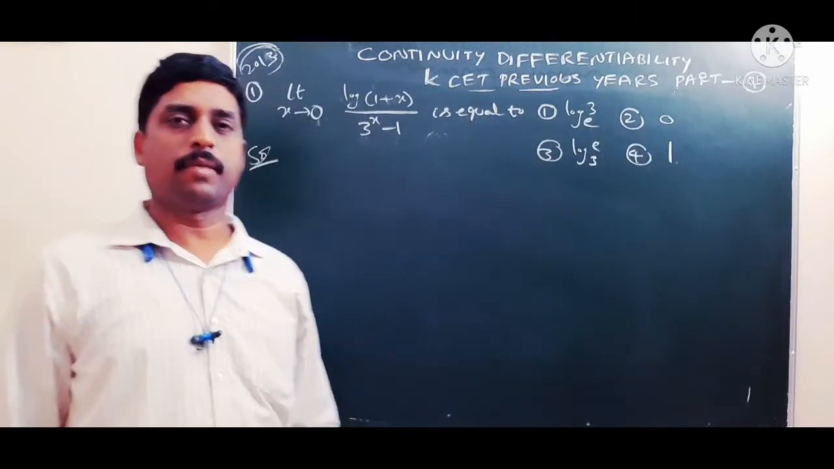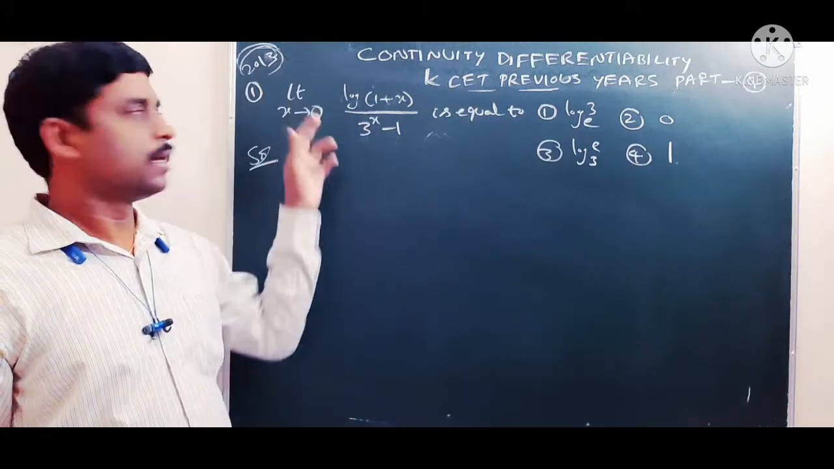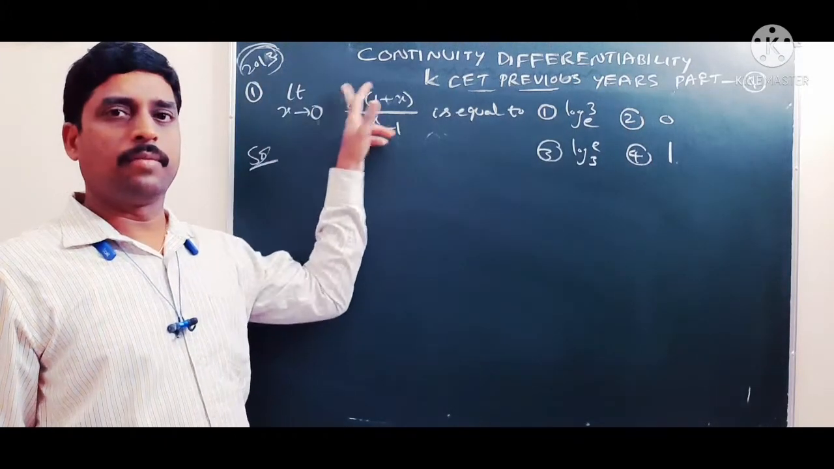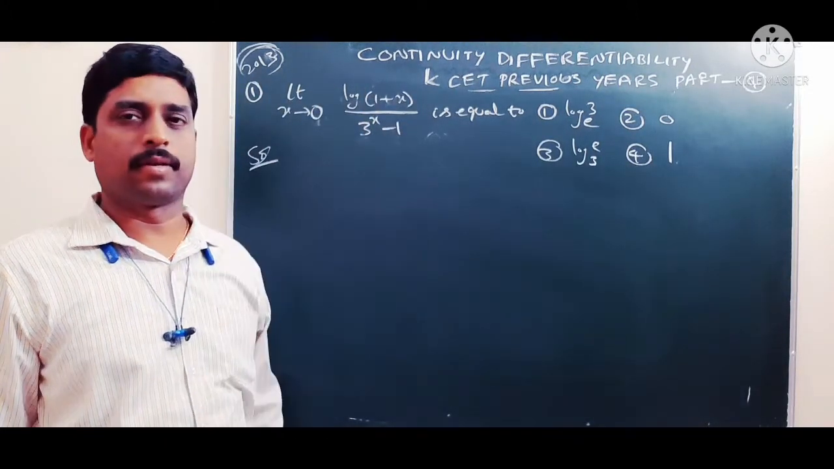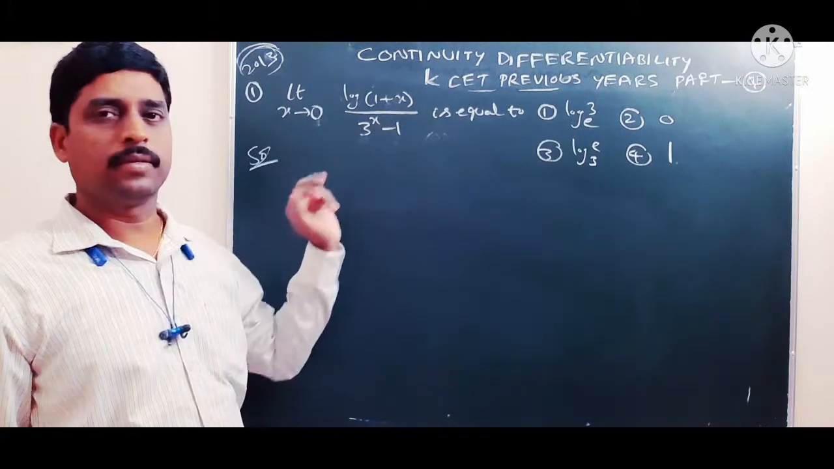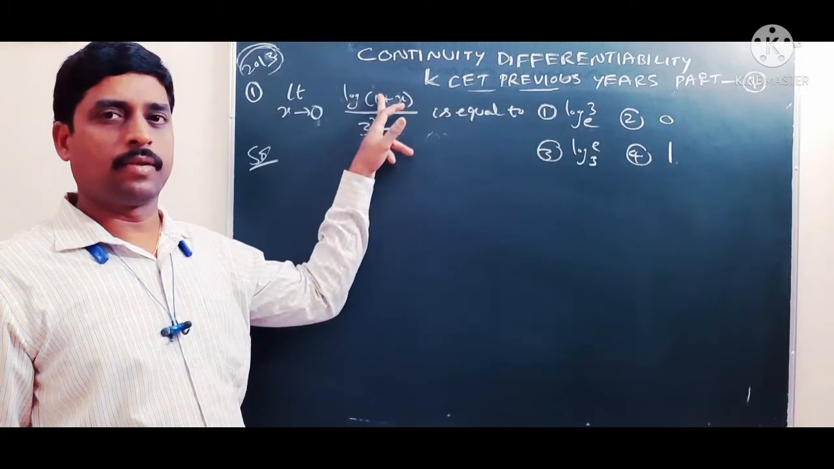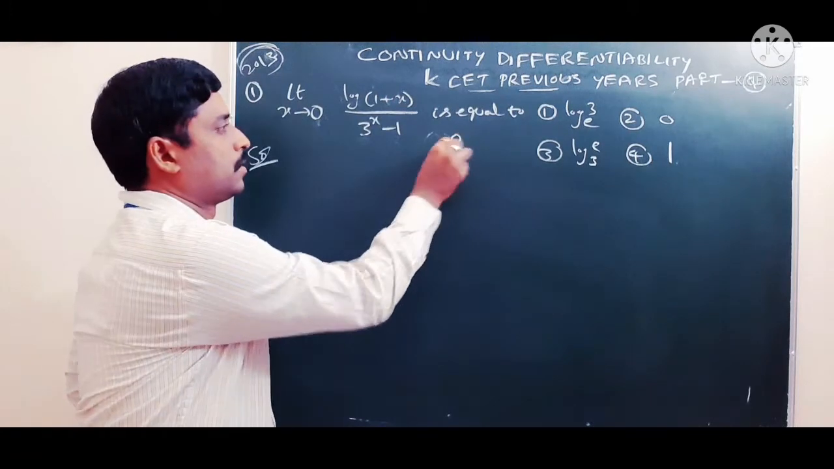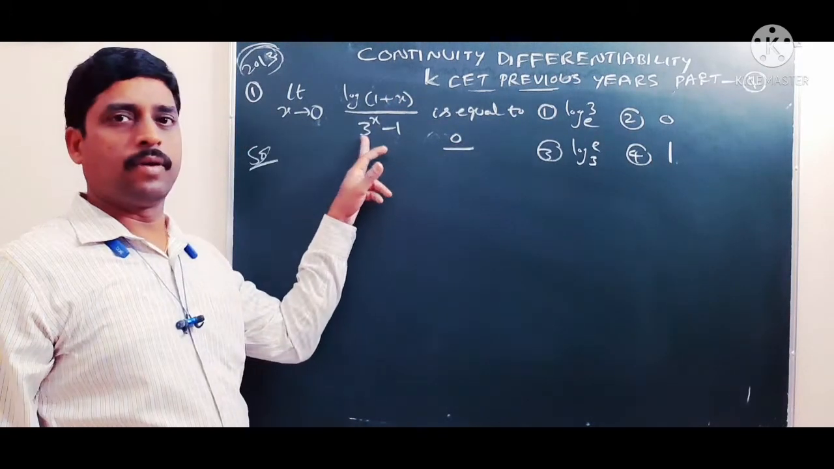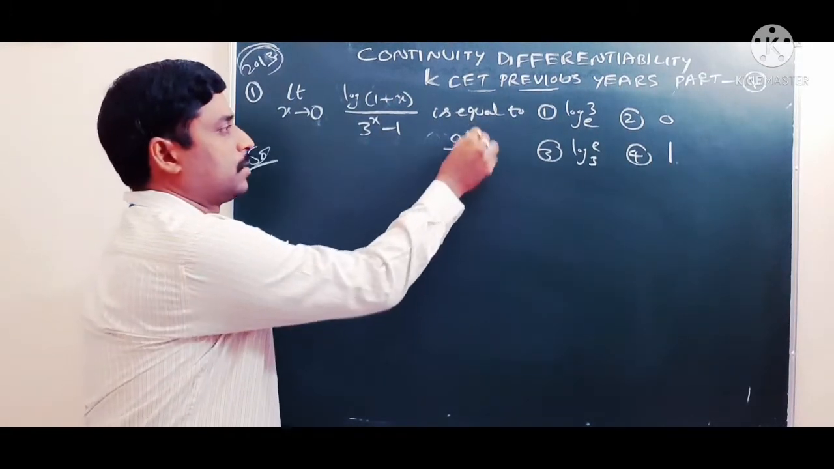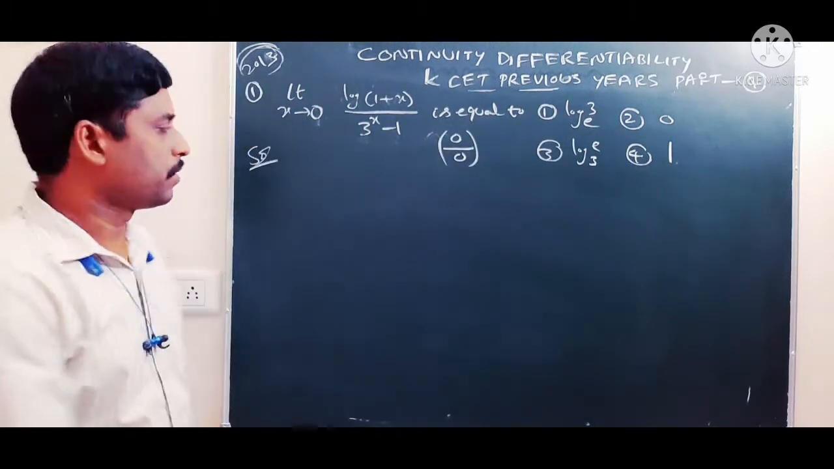Let us go to the next problem. This is from 2013. Limit x tends to 0, log of 1 plus x by 3 power x minus 1. Put x as 0: log 1, log 1 value is 0. So in the denominator, 3 power 0 value is 1, 1 minus 1 is 0. So this is 0 by 0 form.